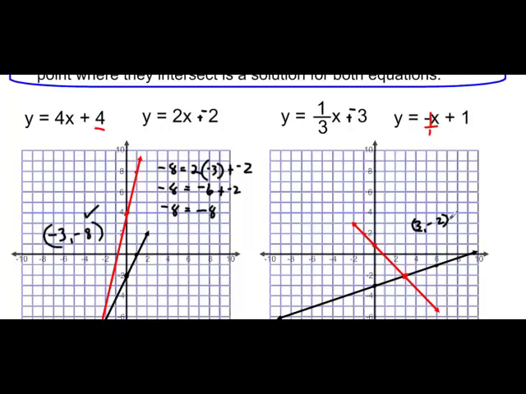So now let's check. Remember how? We substitute the x and y into one of the equations. Well, I don't like the fraction one, so let's substitute it in this one. So y is -2, which equals negative x, and then I have a 3, plus 1. So -2 equals -3 plus 1 is -2, which of course is true. So (3, -2) is a solution to both of these equations.